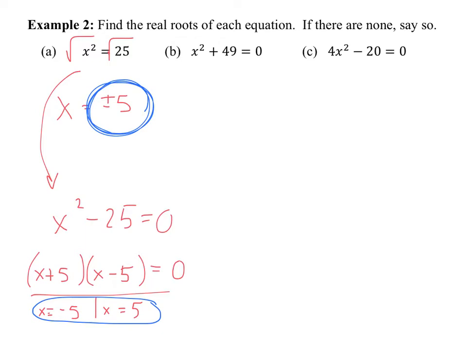What you got? Can you factor x squared plus 49? Is that factorable? Is x squared plus 49 factorable?